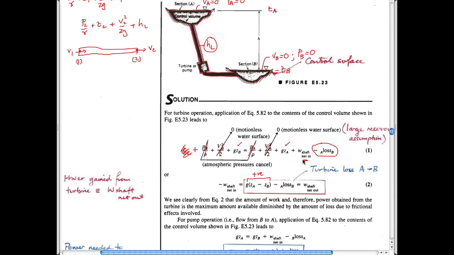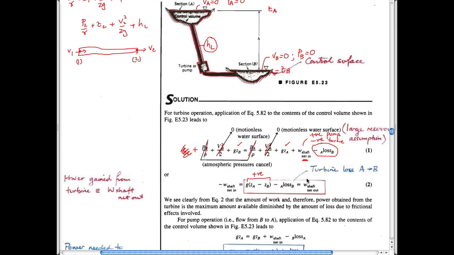In our sign convention, this would be positive if a pump, and it's negative if a turbine. It's not the case for us to worry about that. This is going to be positive. This can't be less than this. So this has to be positive.